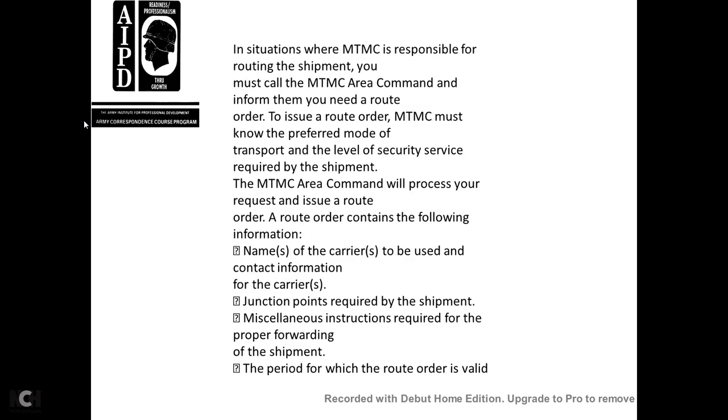In situations where the Military Traffic Management Command is responsible for routing the shipment, you must call the Military Traffic Management Command Area Command and inform them you need a route ordered. To issue the route order, the command must know the preferred mode of transportation and the level of security service required for the shipment. The command will process the request and issue the route order, which contains the following information: the names of the carriers to be used, contact information for the carriers, junction points required for the shipment, miscellaneous instructions required for the proper forwarding of the shipment, and the period for which the route is valid.